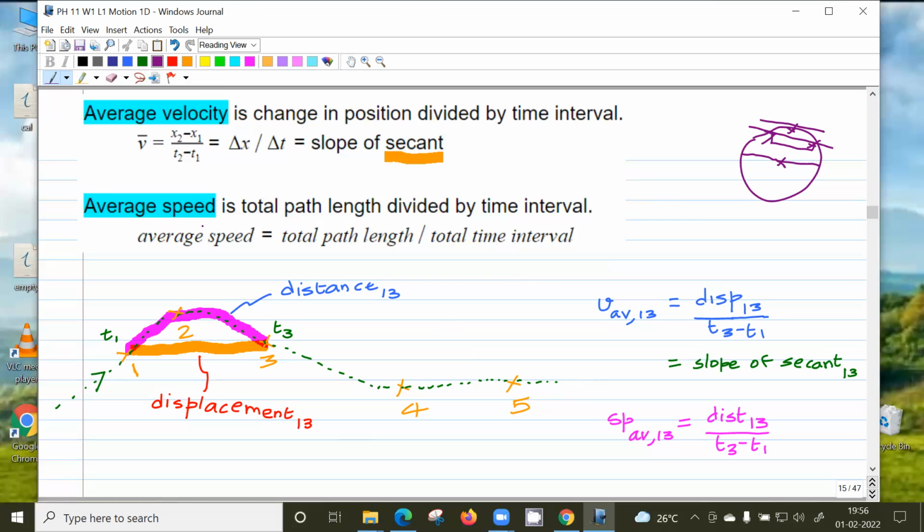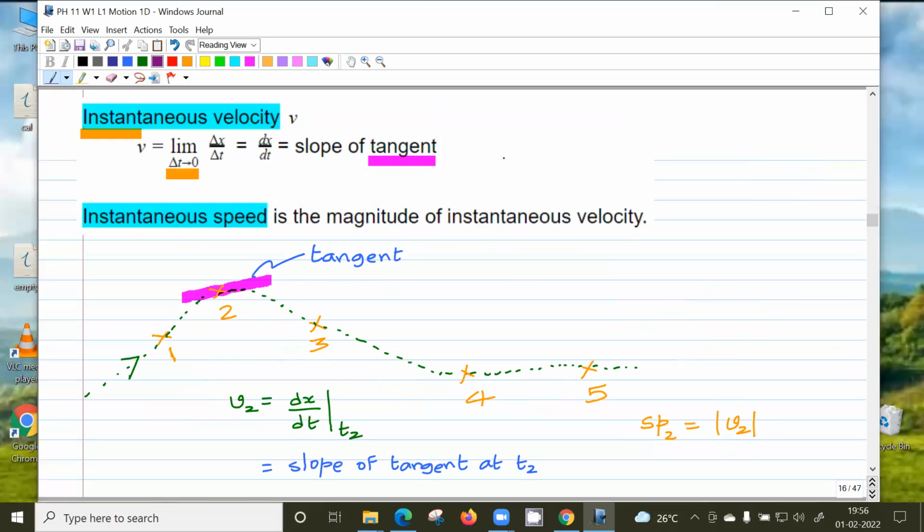The line which touches one and three on the curve, that is tangent. See, this is tangent, right? So if you want to define instantaneous velocity at this point, I have to draw the tangent. But if I have to get average velocity between, say, 2 and 3, then I have to draw this secant. So slope of this secant will be the average velocity between time t2 and t3.